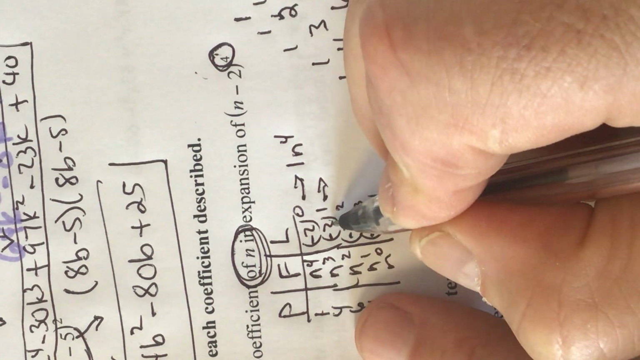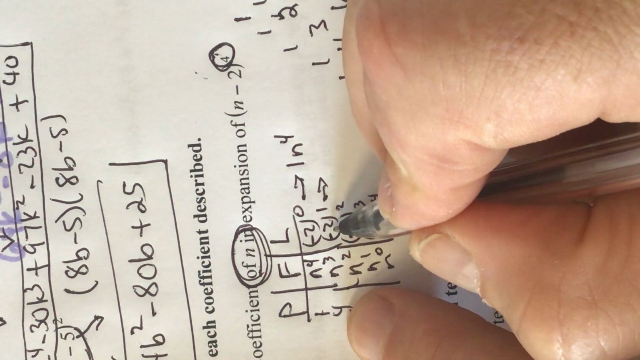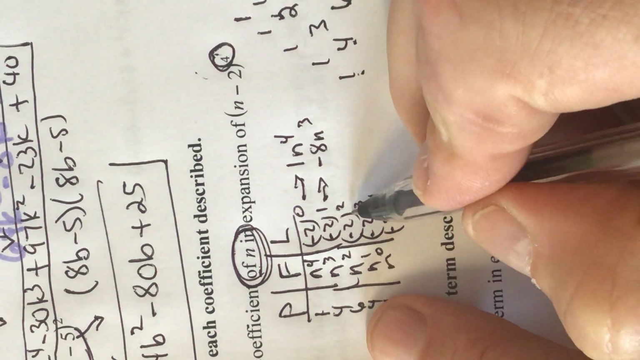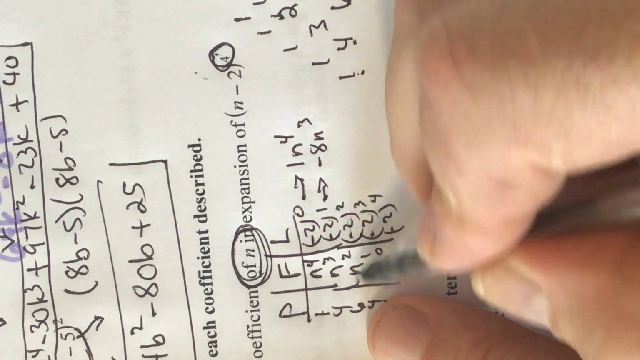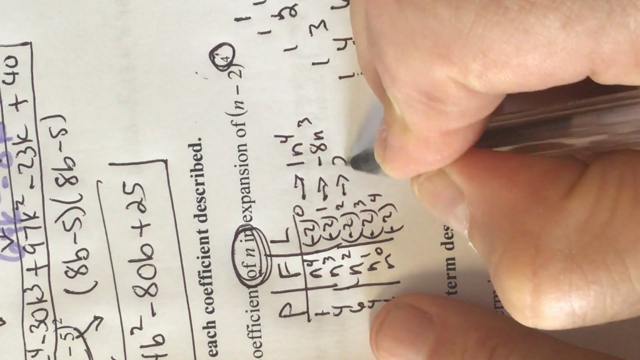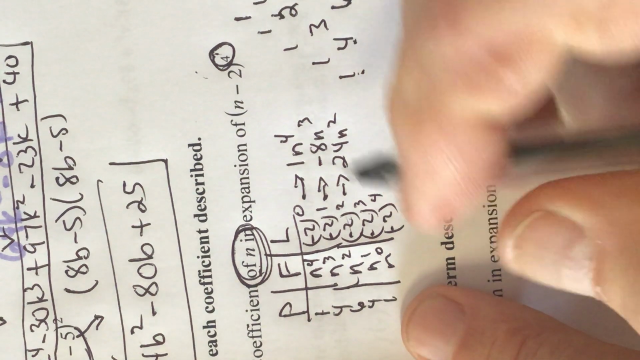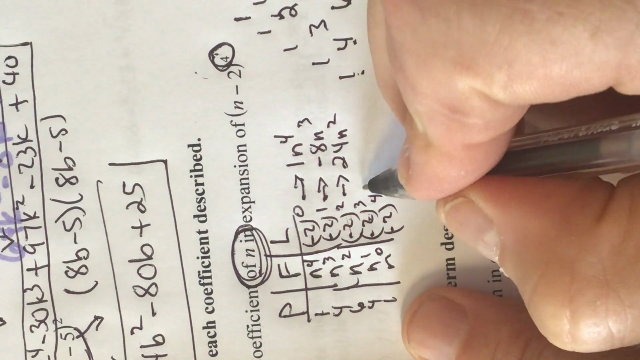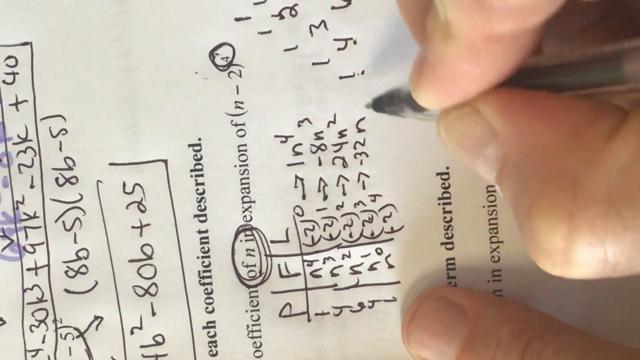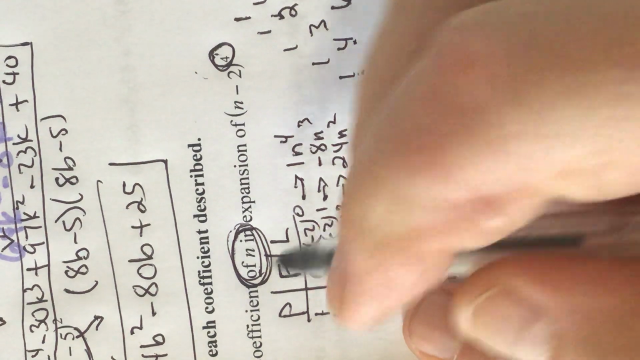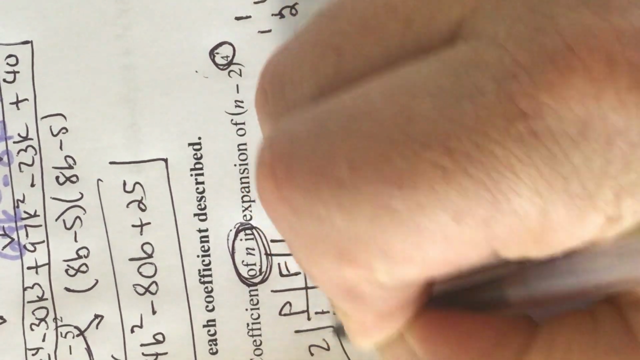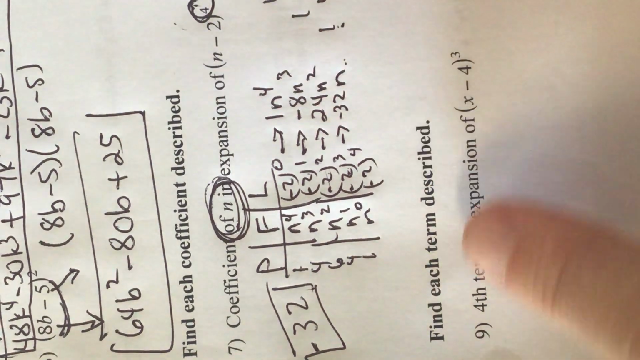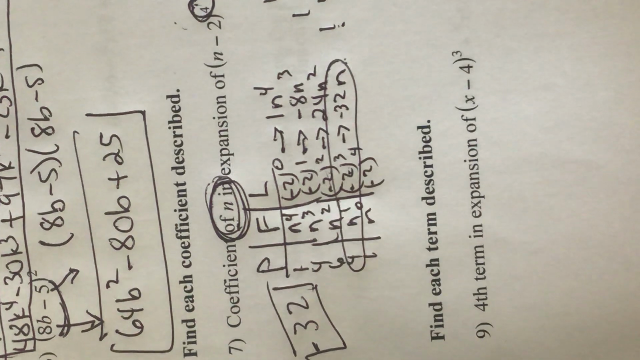This is going to be 4 times negative 2, so that's negative 8n to the third. This is going to be 6. Negative 2 times negative 2 is 4, so 6 times 4 is 24n squared. Negative 2 times negative 2 times negative 2, that's all negative 8 times 4, so that's negative 32n. That's the one they want. They want that term with the n on it, so the answer here is negative 32. There's the coefficient of term n. So you didn't really have to do them all. We could have just done this one.